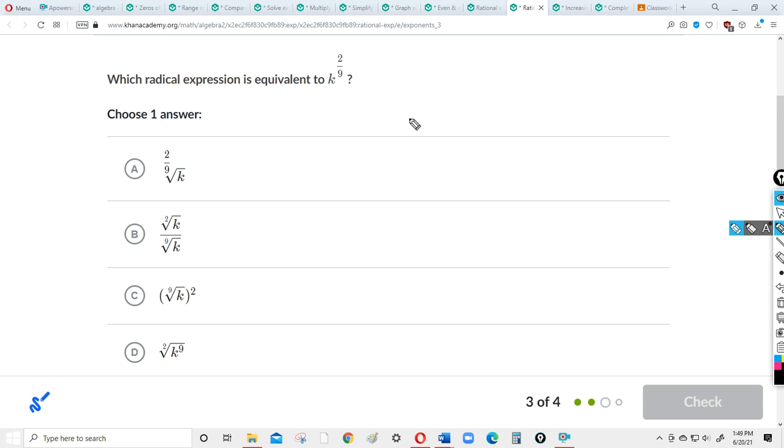So k to the 2 over 9. We have our variable k. The numerator is the exponent, and the denominator is the root. So it's the 9th root of k squared. They like parentheses, so it's the same thing as the 9th root of k and square that whole thing. Same thing.